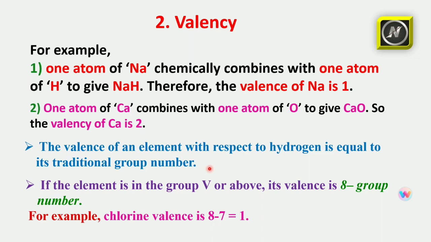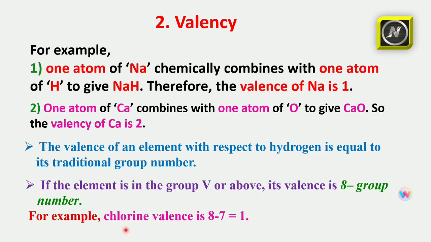But above 4, in the sense from the 5th group to the 8th group, its valency is equal to 8 minus its group number. This is the formula to follow: 8 minus group number.